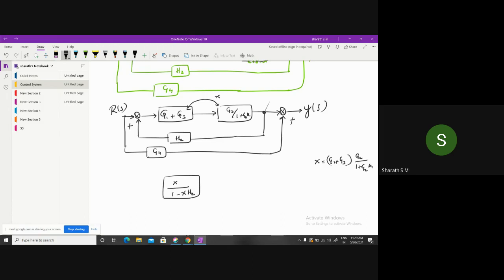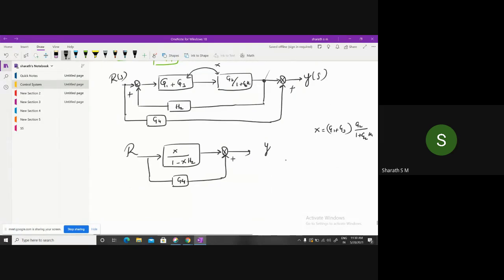For that, what about G4? Is it a feedback or forward direction? Forward. So G4 is acting in the forward direction. So the final transfer function: this one I'm going to choose as Z. So Z plus G4 is the final transfer function. Substitute the equation for Z as well as for X and then simplify the equation.